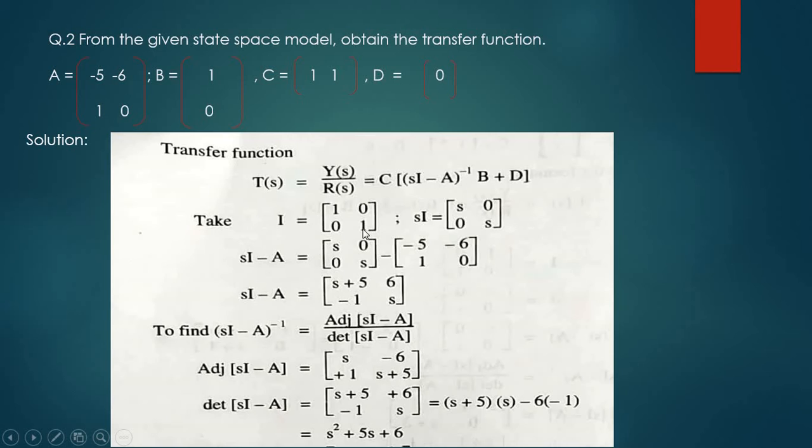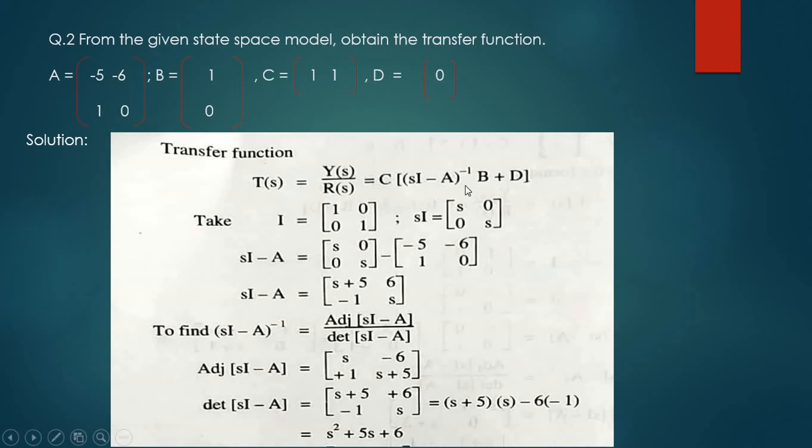Here I is nothing but an identity matrix. Since A is a 2×2 matrix, we can assume the identity matrix is 2×2, multiplied with s. S is a constant, so if you multiply the identity with s, you get the matrix [s 0; 0 s]. Now in the formula we have sI minus A. So we subtract A, which is [−5 −6; 1 0], given in the question. We get this after subtracting the two matrices. So this is sI minus A.